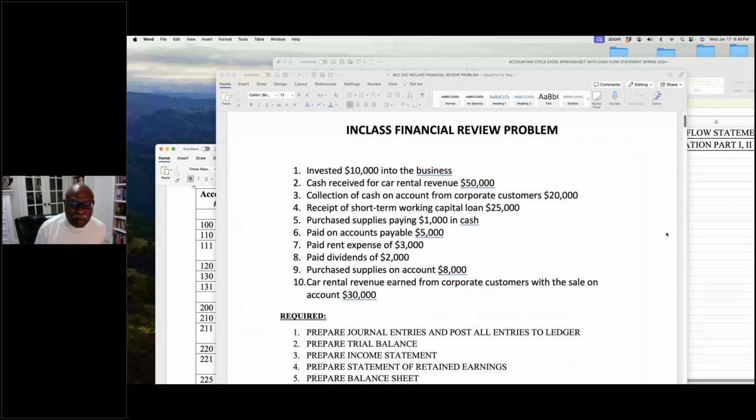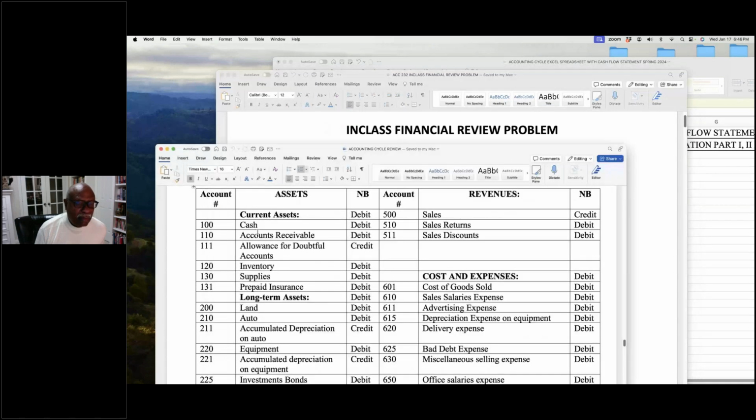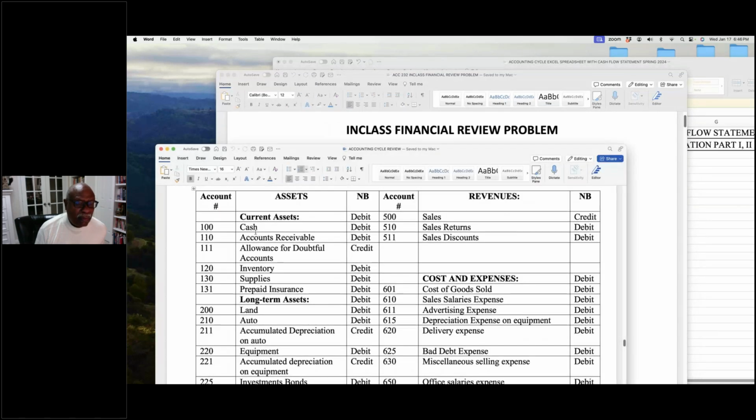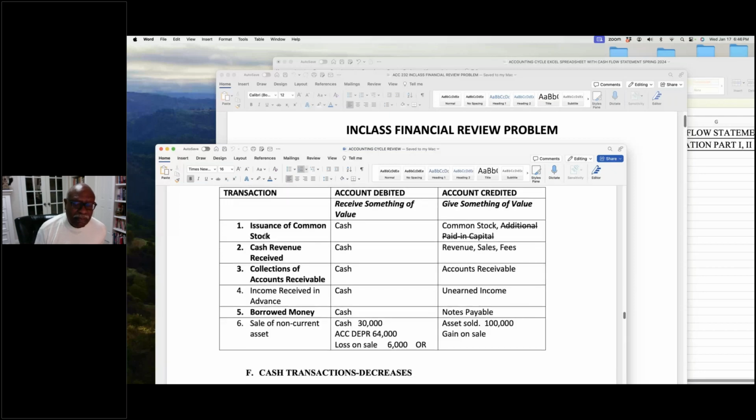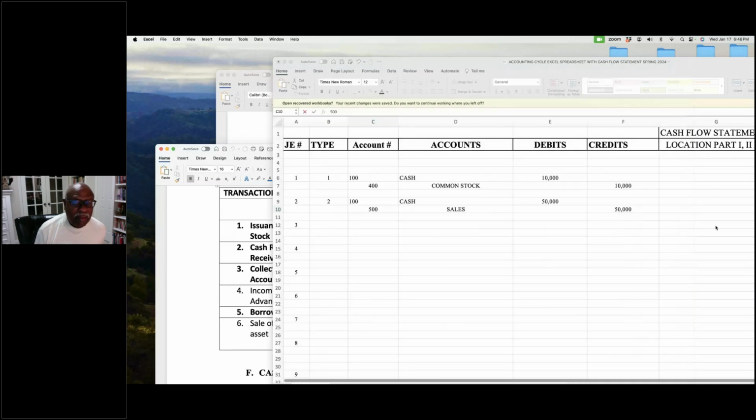The third one, we collect cash on account from corporate customers. What's our type? 3. That's a type 3. What are we going to debit? Cash. What are we going to credit? Accounts receivable. Okay. So we're going to debit cash and credit account receivable.